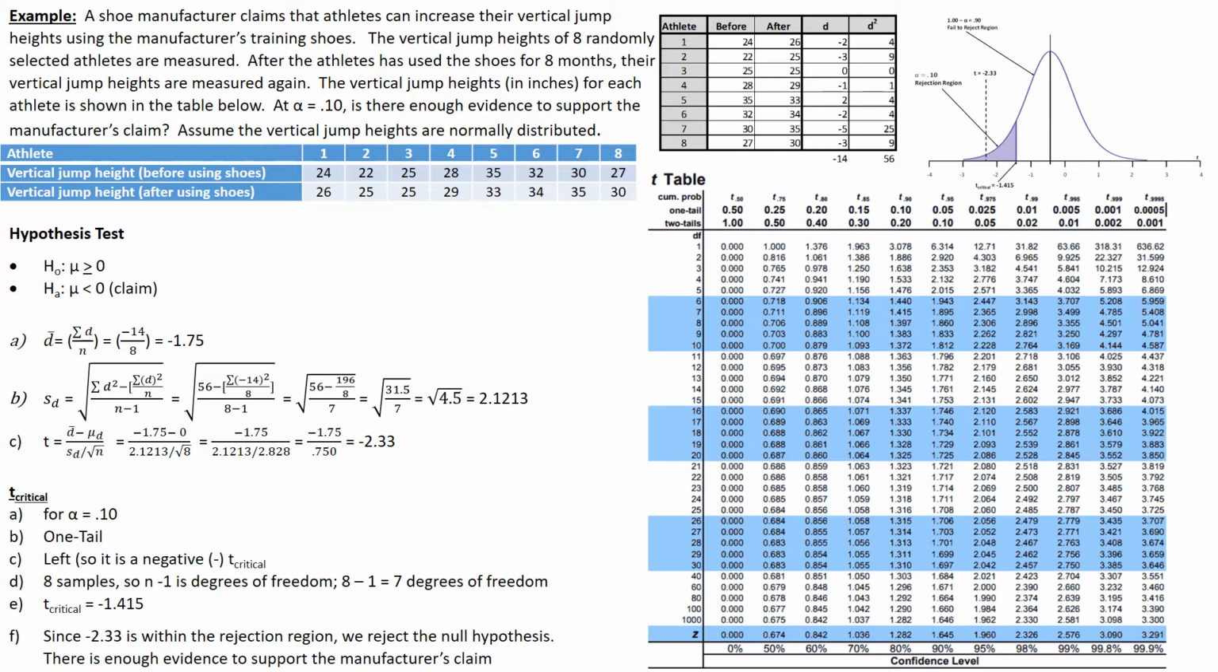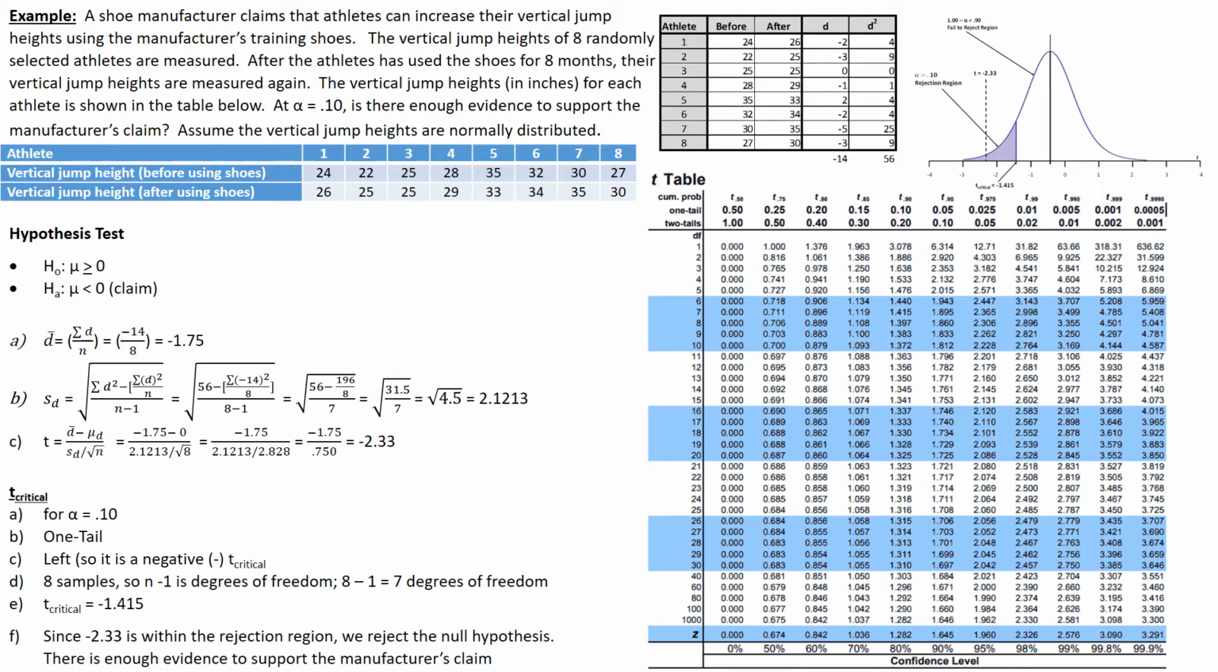So let's look at an example here. A shoe manufacturer claims that athletes can increase their vertical jump heights by using the manufacturer's training shoes. I assume this would probably be used by basketball players and their coaches, maybe long jump and high jump and track. But that's probably the primary target for this. Vertical jump heights of 8 athletes are measured. After the athletes have used the shoes for 8 months, their vertical jump heights are measured again. Vertical jump heights in inches for each athlete are shown in the table below. The alpha is 0.10. Is there enough evidence to support the manufacturer's claim? Assume the vertical jump heights are normally distributed.